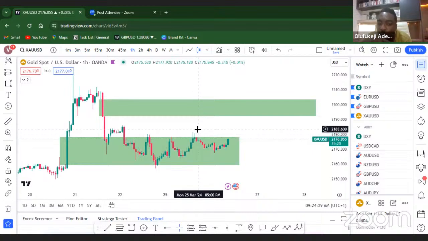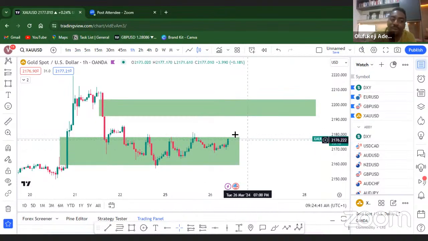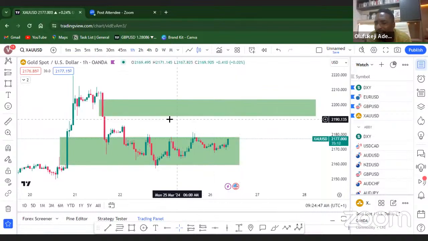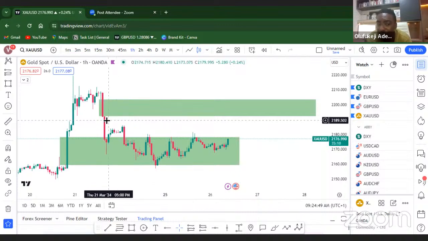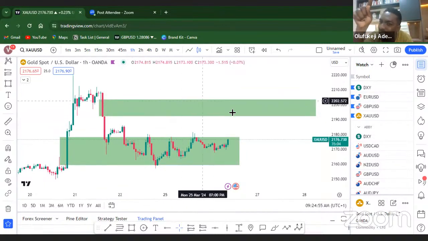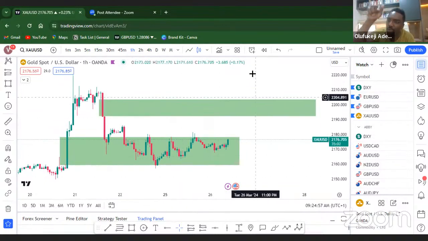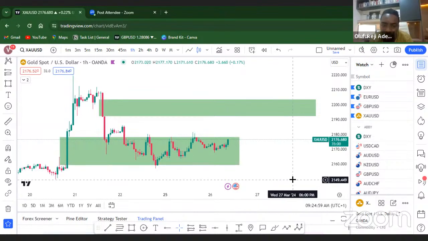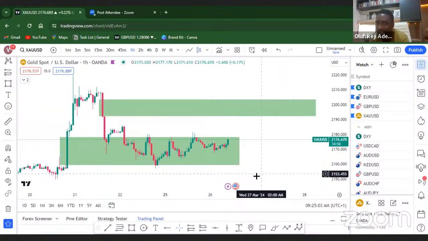But if that level holds, that means price will have taken external liquidity on the 21st, come down and cleared and closed the inefficiency, the fair value gap, then gone back up to clear another inefficiency at the upside. And after clearing that inefficiency, what is it going for? It's going for opposite liquidity below 2150 levels. Does this make sense or it doesn't make sense?